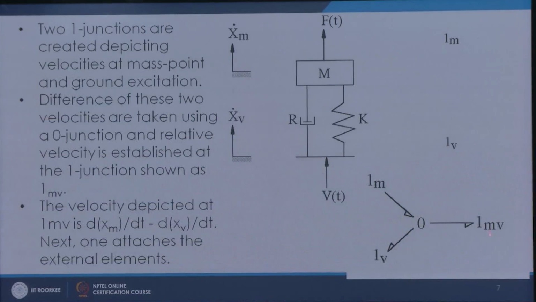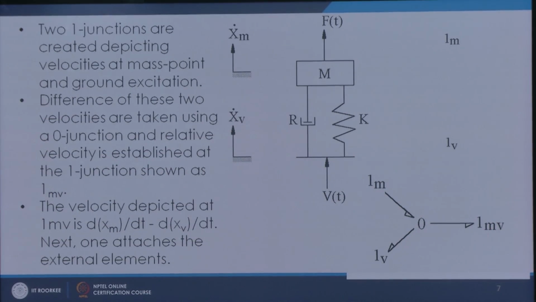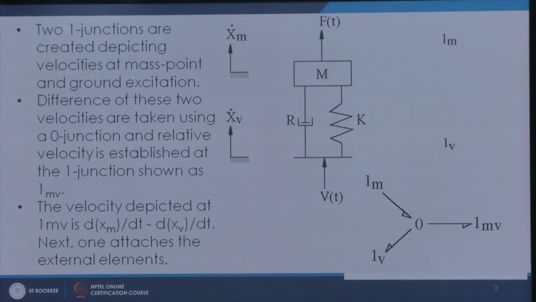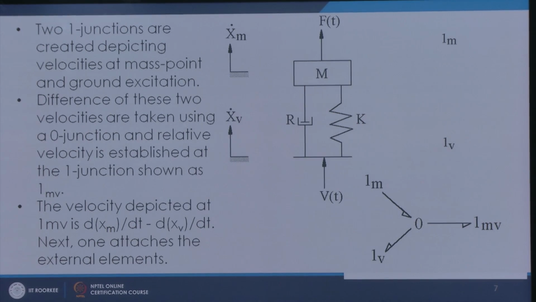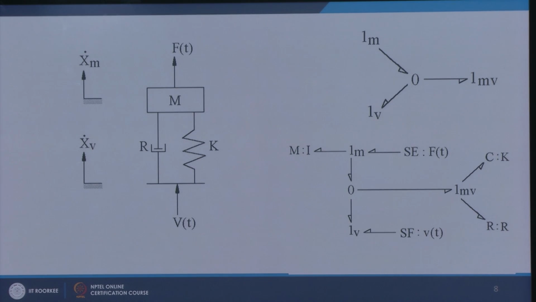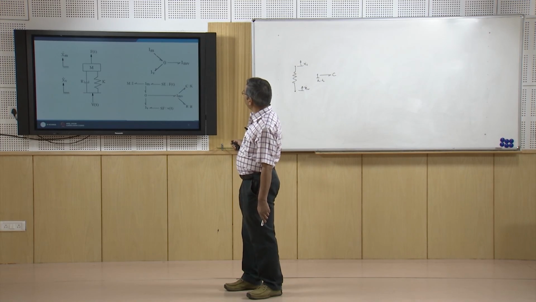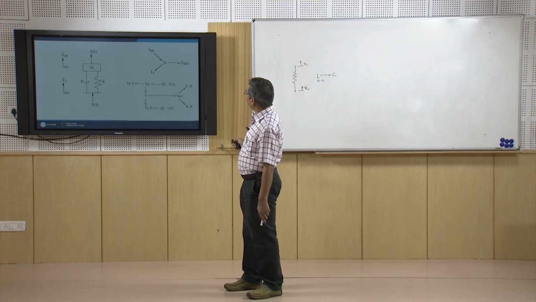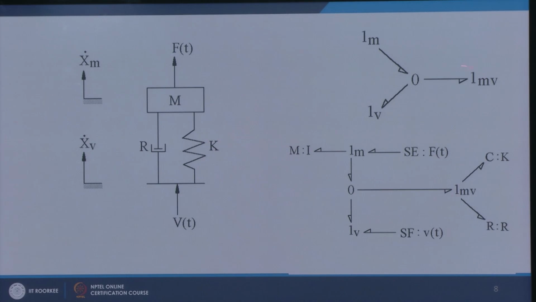Once we get this velocity difference, we can attach the spring and damper at this velocity port. Let us see how it is done. This was our mechanical system, and I have taken these two velocity differences, and now at this one port I attach a C element and an R element.